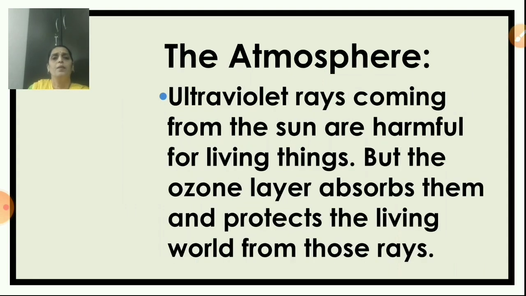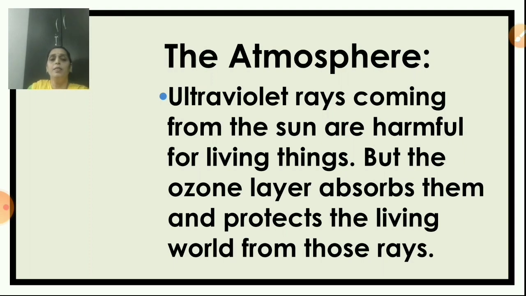Okay. Now the next. Ultraviolet rays coming from the sun are harmful for living things, but the ozone layer absorbs them and protects the living world from those rays. This means ultraviolet rays coming from the sun are harmful for living things, but the ozone layer absorbs the ultraviolet rays and protects the living world.